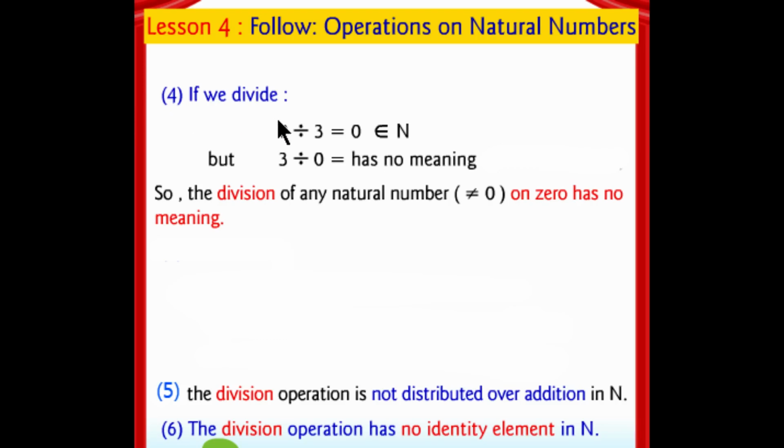4. If we divide 0 divided by 3 equals 0, which belongs to natural numbers. But 3 divided by 0 has no meaning. So the division of any natural number not equal to 0 by 0, or 0 divided by 0, has no meaning. 5. The division operation is not distributive over addition in natural numbers. 6. The division operation has no identity element in natural numbers.